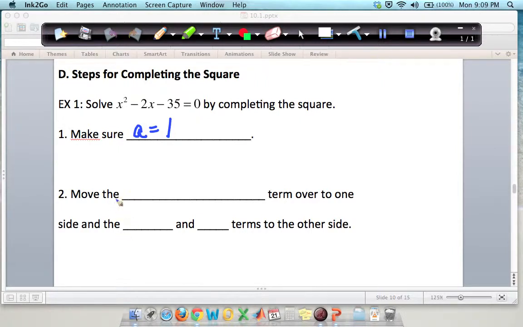The next thing you want to do is make sure that you move the constant term over to one side of the equal sign and the x squared and x terms on the other side. So you want x squared and x together, the constant term by itself.